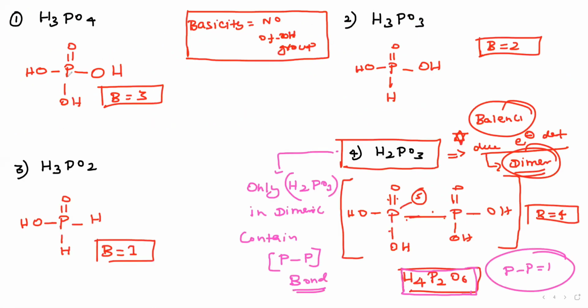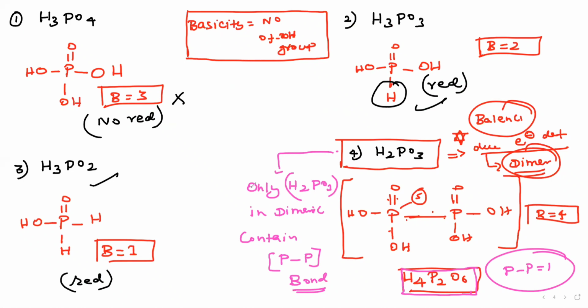How many PH bonds? There is no PH bond, therefore this has no reducing character. This has no reducing property. In this case, there is one PH, right? This has reducing character. Okay, tick. Now in this one there are two PH, therefore it has reducing character. This also, tick. Now this molecule has no PH, so it has no reducing character.